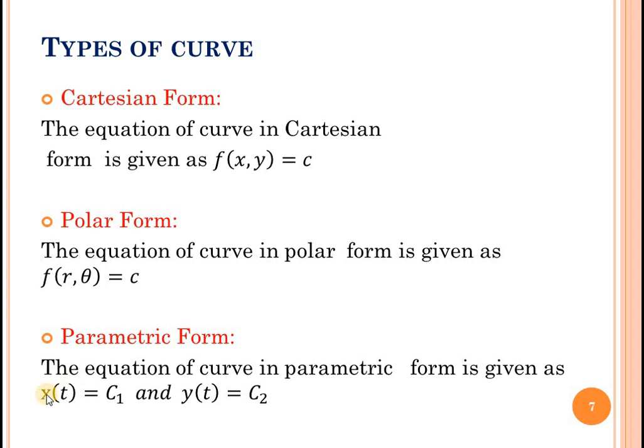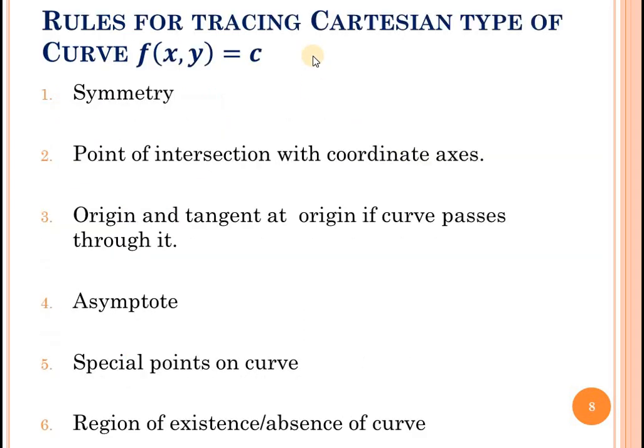So the equation is x of t is c1, y of t is c. There are three types of equations: given either in Cartesian form, polar form or parametric form. Now in this lecture we see only the rules for tracing Cartesian type of curve.